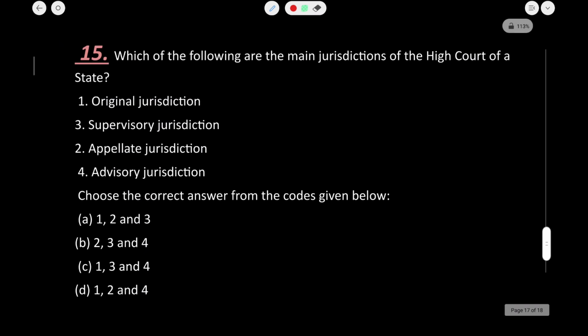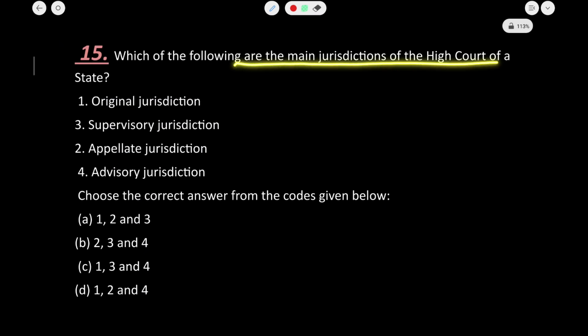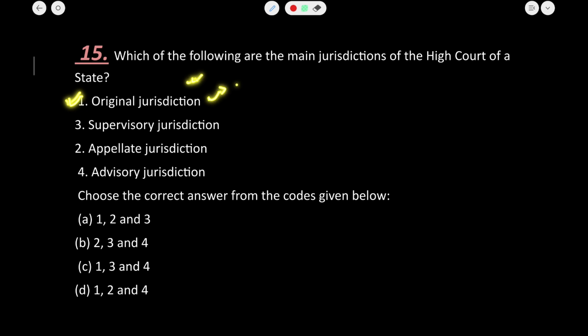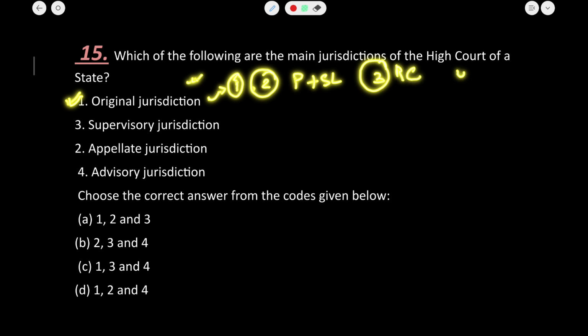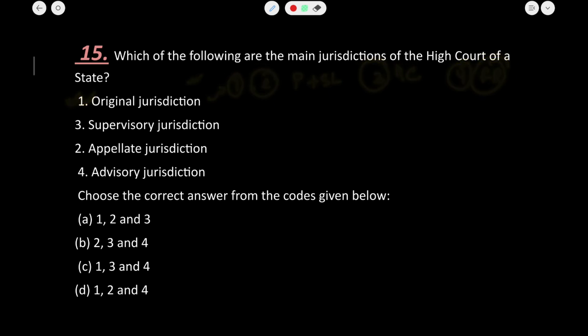Next is, which of the following are the main jurisdiction of a High Court of a state? So is there original jurisdiction? I have already told you, yes, there is power of the original jurisdiction which lies with the High Court. On which matters? First of all, matters relating to marriage, divorce, company law. Then secondly, elections of the members of the Parliament as well as the state legislature. What was the third point in the original jurisdiction? So any matters related to the revenue collections. Next is the fundamental rights of the citizens. All this is contained in the original jurisdiction.